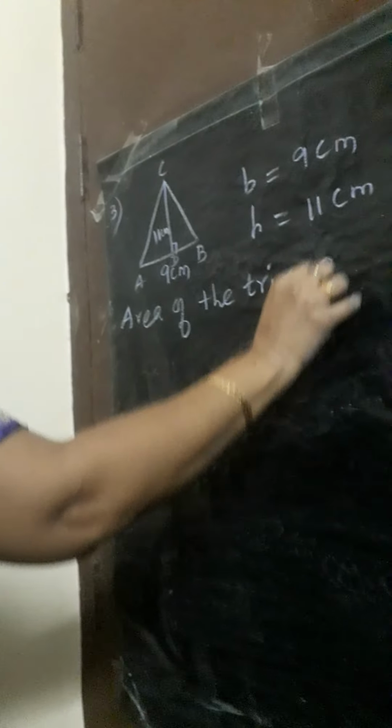Here ABC triangle is given. Base AB equal to 9 centimeter and the height CD equal to 11 centimeter is given. You find the area of the given triangle. So AB base equal to 9 centimeter and height of the triangle H equal to 11 centimeter is given. You find the area of the triangle. What is the formula for area of the triangle?